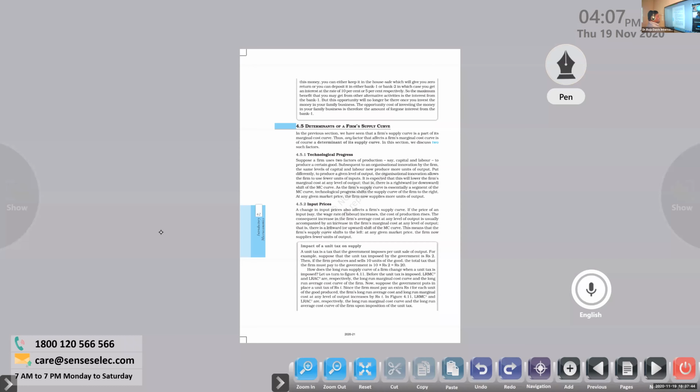Okay. So yesterday we started the discussion on determinants of supply curve. If any changes are there in the marginal cost curve, we are able to find a change in the supply curve, because the supply curve is the part of the MC curve. Yes or no? Of course. So what are the factors basically able to make changes in the marginal cost of production?